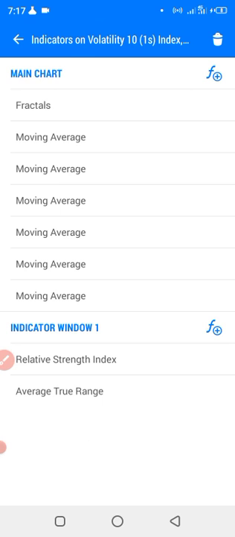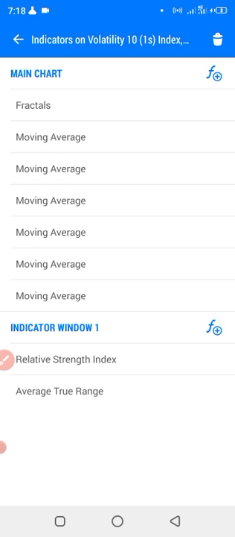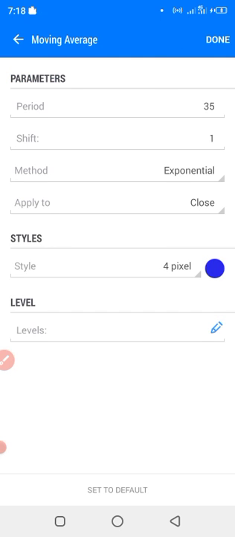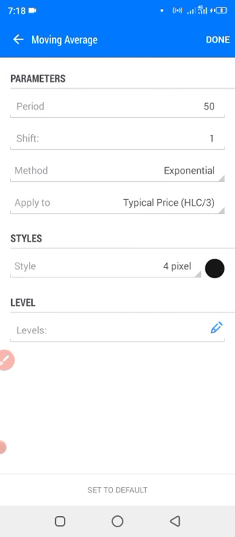I click done. Then the third moving average I have here has a period of 26, shift 1, exponential. The method is exponential, apply to close. The style is 4 pixel, and color of my choice, you understand. And I have this one here. This one has a period of 35. It's also exponential, apply to close, and the style is 4 pixel. And I have this one, it is 50. The period is 50. The shift is 1, exponential. This one is applied to typical price.